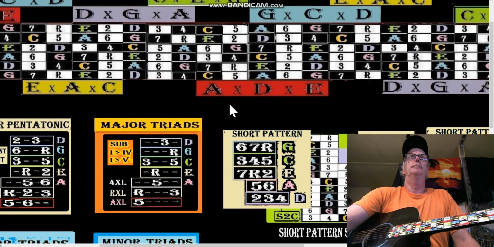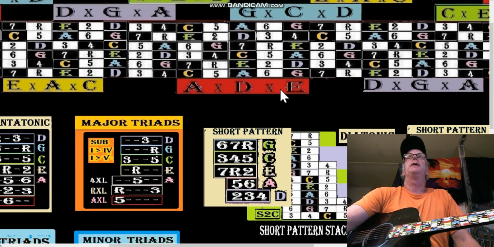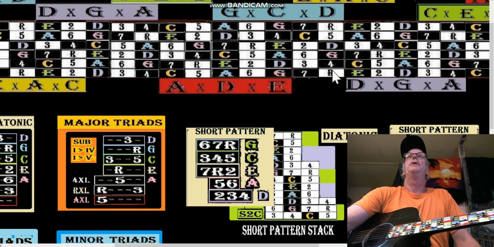Okay, so on the E shape here, we don't want to end up with just root 5, root 3, 5, root. We want root 3, 5, root 3, 5, root. So we want to catch that 3. And the way we do it is by employing the C string shape right there, which is our C pentatonic. And remember, that's not diatonic, that's pentatonic.